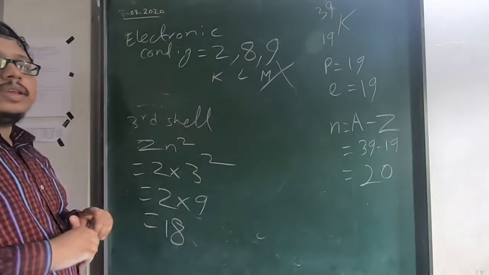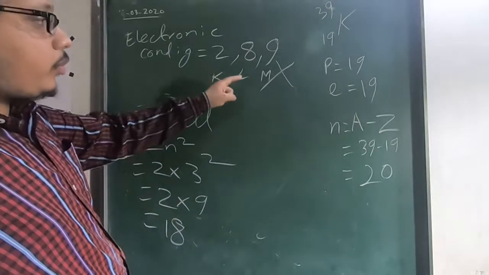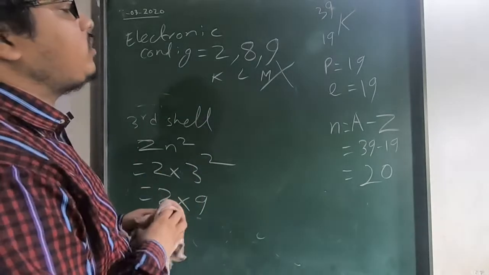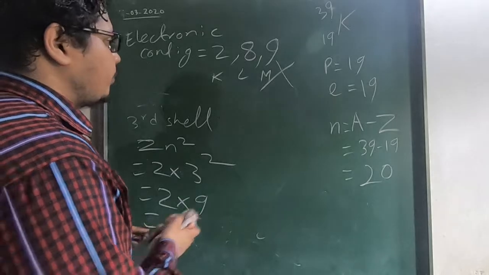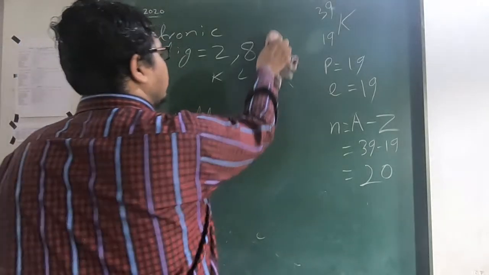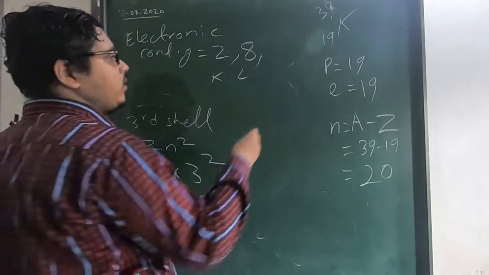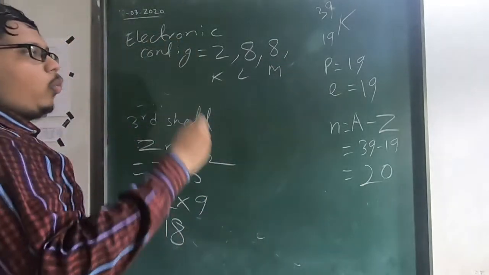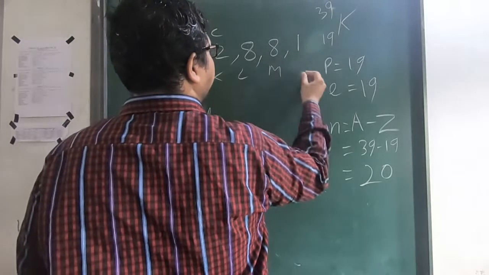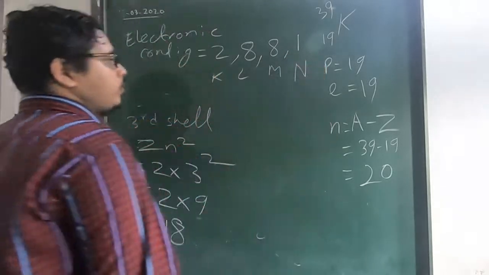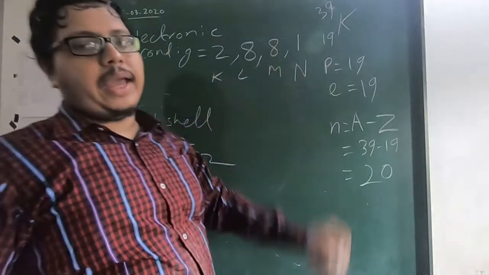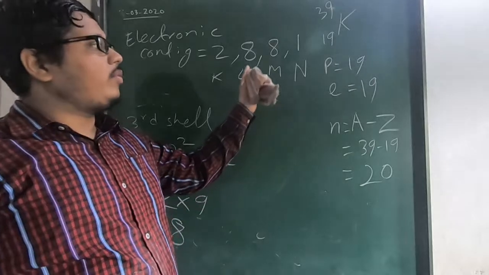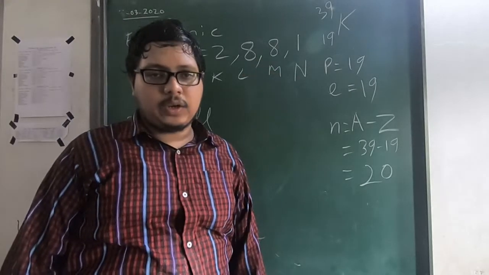So this configuration is invalid, not the rule, sorry. The configuration is invalid. So, what shall we do? We will change it. Since we cannot give the last shell more than 8, we will give it 8. And how many more will remain? 1 more. 1 will go to the next shell. So we have K, L, M, N. N is 1. Is it not? We will not have the last shell as 9. Okay?